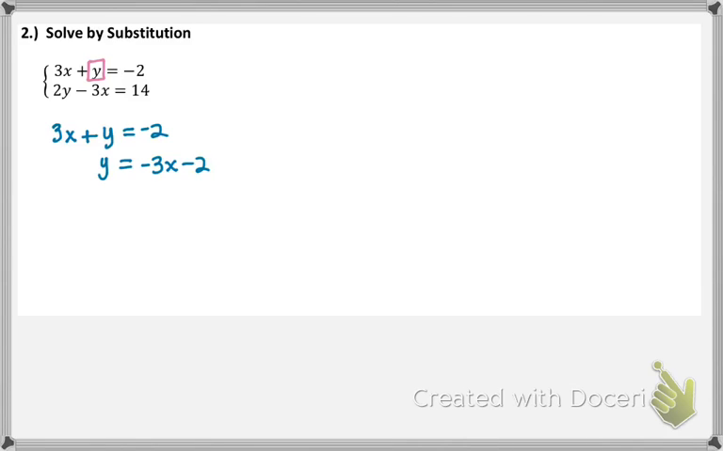And then once you get the one variable by itself, then we are ready to substitute. So instead of y, since I know that y is equal to negative 3x minus 2, I'm going to replace the y in the second equation with negative 3x minus 2. You have to use both equations. So 2, instead of y, I'm going to put in the negative 3x minus 2, because that's what y equals. Minus 3x equals 14. Now we've combined the two equations, and now we have one equation with just x's, right?